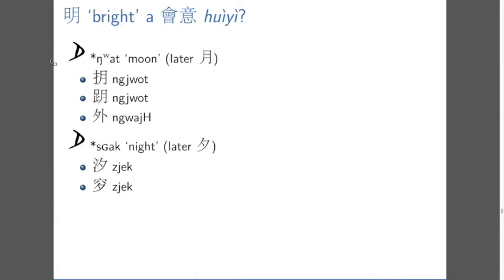To give another example, we have this picture of the moon. So it means moon, yeah? And there's one series built on it in the meaning moon, where it's read nuat. And you can see the series there. And there's one series built on it in the meaning night, where it was pronounced something like zgak. So that part everyone agrees with.